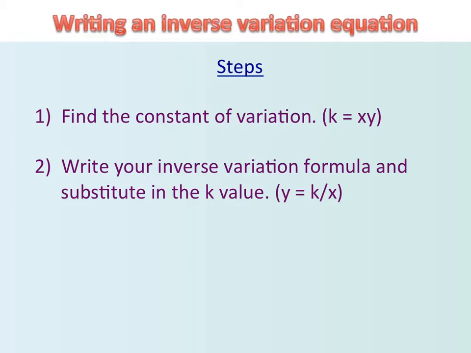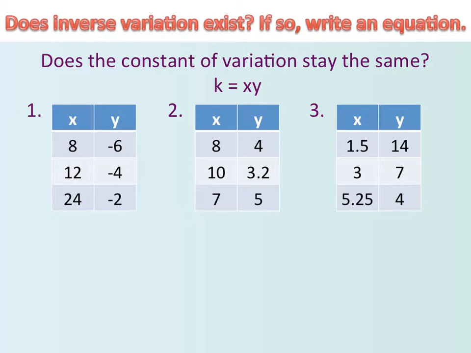Your steps for writing an inverse variation equation are, again, very similar to direct variation. Find the constant of variation, so find k first, and then write your inverse variation formula and substitute your k value in. Once you know k, just plug it in for k, leave x and y as x and y, and then you can use that to make predictions for other inverse variation problems. For these first 3 examples, we're just going to determine if there is inverse variation, and if there is, we're going to write the equation.